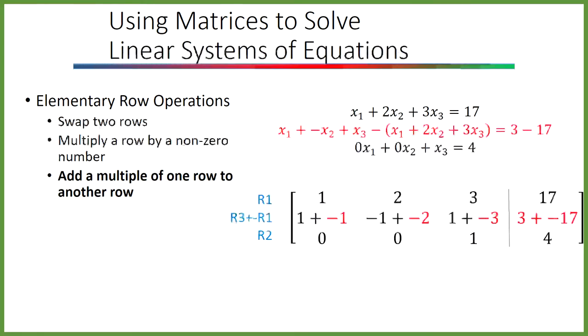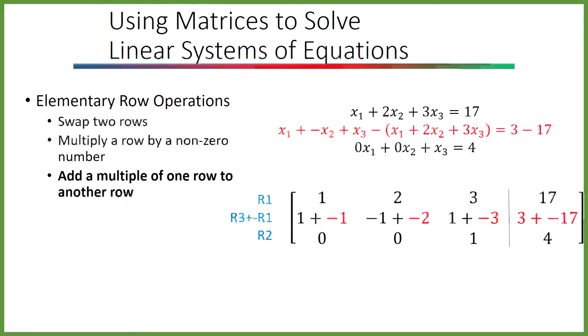Okay, so we've taken row 3 and added negative row 1 to both sides of it, which gives us 1 plus negative 1, negative 1 plus negative 2, and 1 plus negative 3, and 3 plus negative 17. If we look above to what this is doing to our actual equations, we can see that we now have x1 plus negative x2 plus x3 minus the sum of x1 plus 2x2 plus 3x3 equals 3 minus 17.